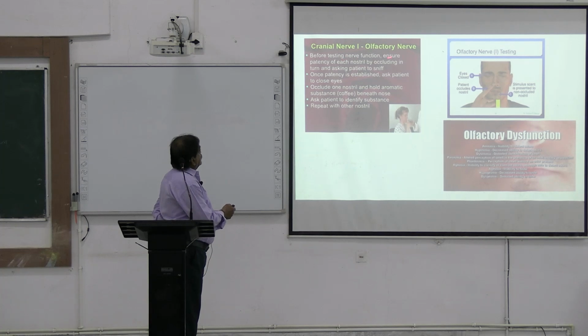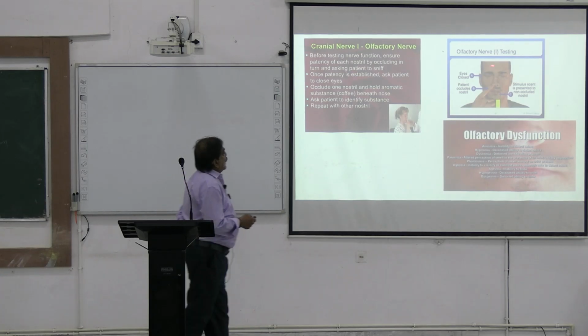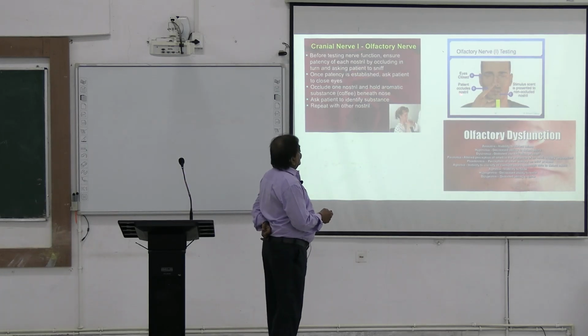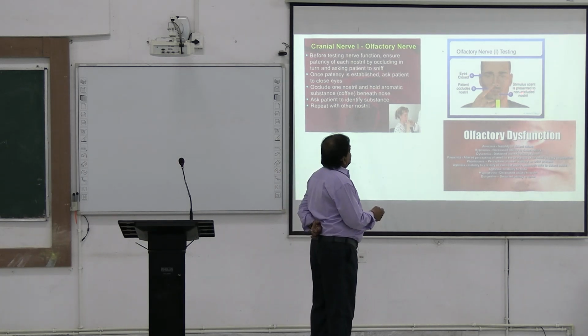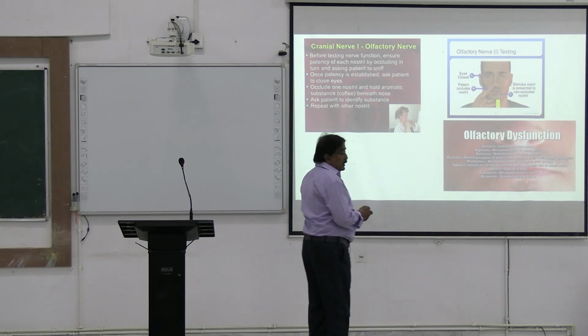Before testing nerve function, ensure patency of each nostril by occluding one and asking the patient to sniff. Once patency is established, ask the patient to close eyes. Occlude one nostril and hold an aromatic substance, coffee, beneath the nose. Ask the patient to identify the substance. Repeat with the other nostril.